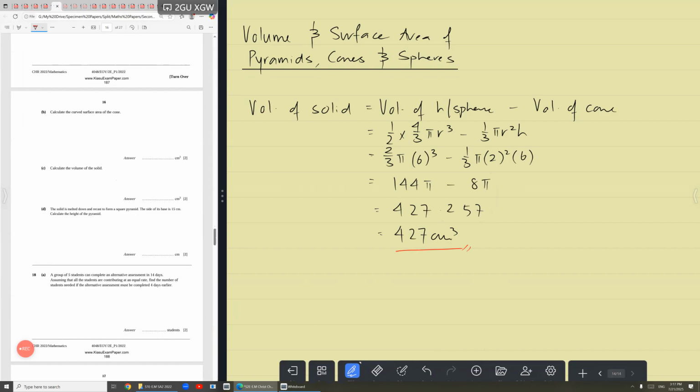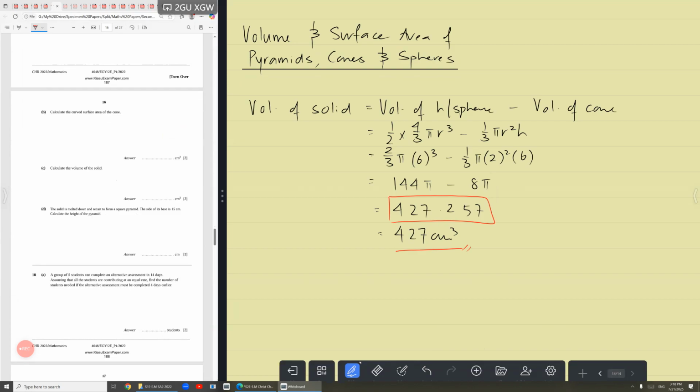The solid is melted down and recast to form a square pyramid. The side of the base is 15. Calculate the height of the pyramid. So there is the idea of conservation of volume, right? The volume of 427.257 is equal to the volume of the pyramid.